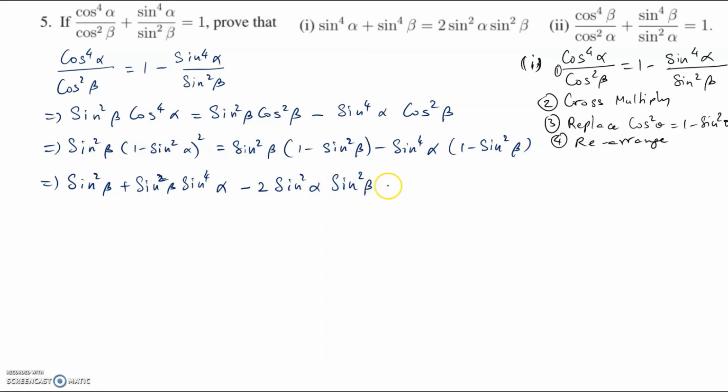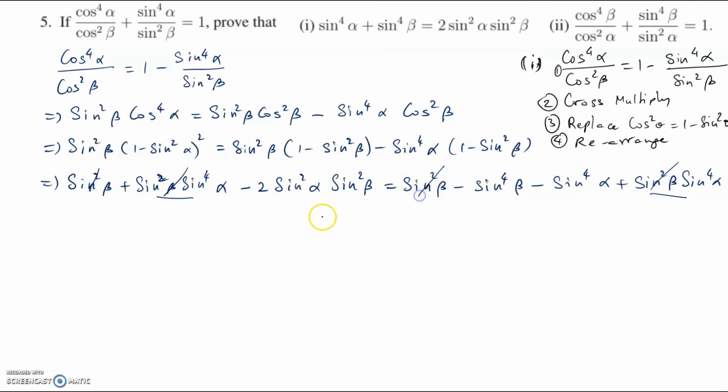equals, expanding this, you will get sin squared beta minus sin to the power 4 beta minus sin to the power 4 alpha plus sin squared beta sin to the power 4 alpha. Now we can see that this term and this term are equal, so we can cancel them out. Similarly, we have our sin squared beta and sin squared beta as common.